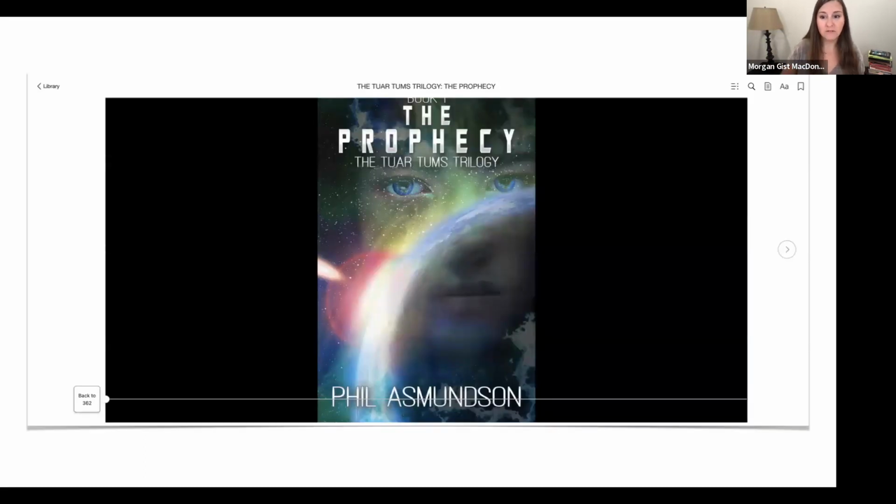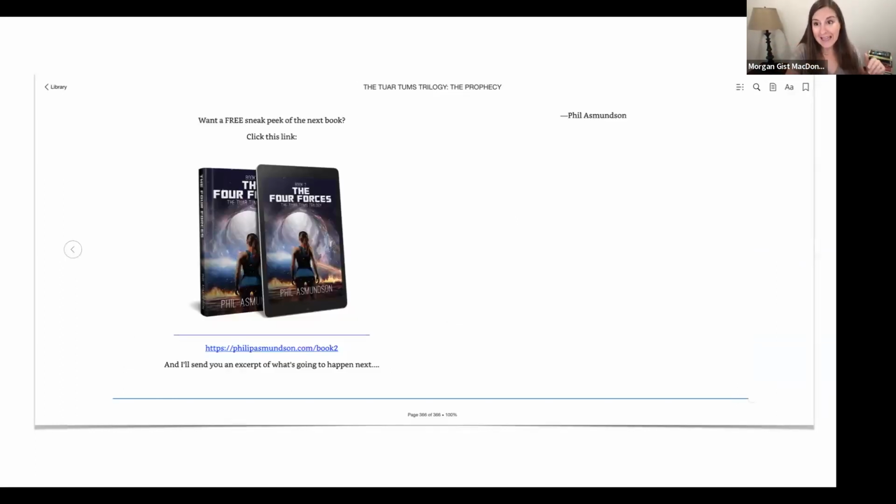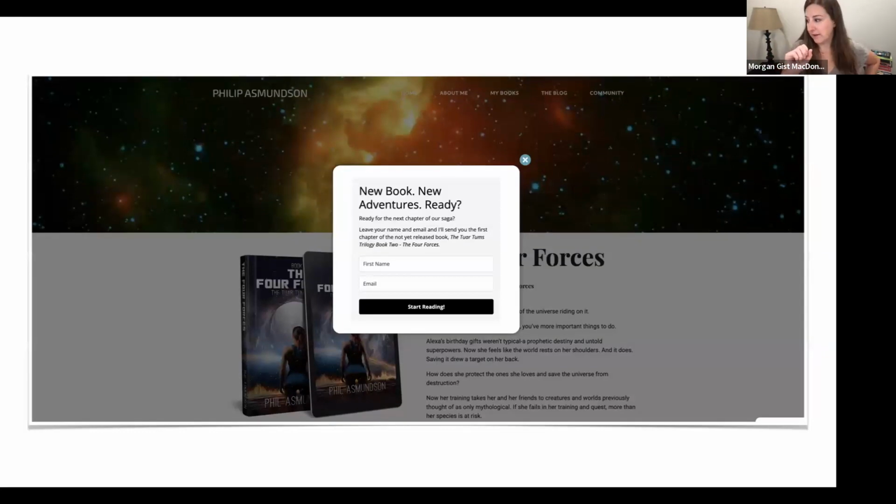So when Phil did this, this is his book. This is a screenshot of me reading it in my Kindle Cloud reader. And so this is what the book looks like. You're flipping through, you're reading, if you were on a Kindle, it would only show one page at a time, but you get the idea. And then you get to the end of his book and it says, do you want a free sneak peek of the next book? Click this link and I'll send you an excerpt of what's going to happen next. You go to his website and are asked to put in the name and the email. Now you're on his email list.